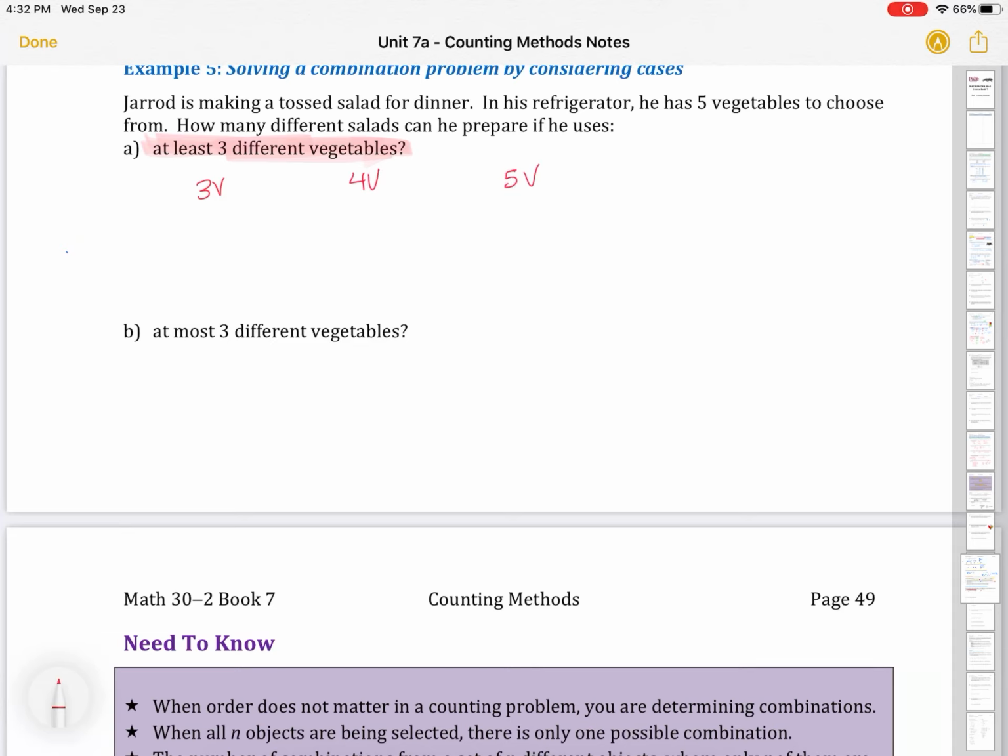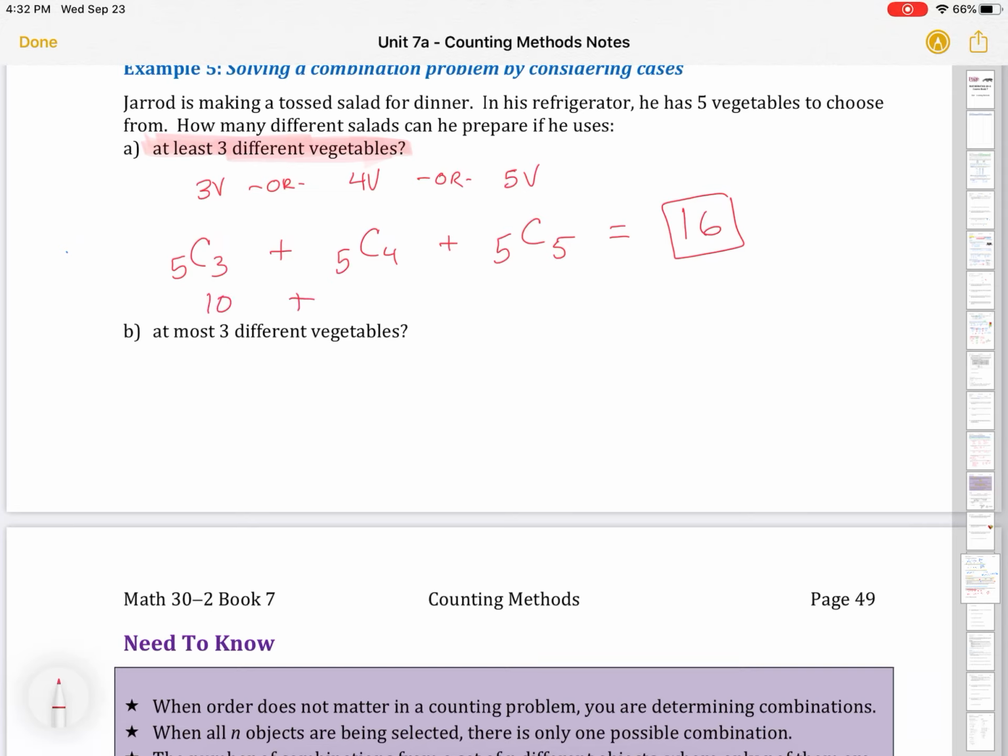So he has 5 in total. The minimum is 3, so he could have 3 veg, he could have 4 veg, or he could have 5 veg. We have to think about all of them, and it's an or, so we're going to add them together. For 3 veg, he has 5 choose 3, or he could have 4 veg, which is 5 choose 4, or he could have 5 veg, which is 5 choose 5. Figure out each of those, and you add them together, and you get 16.